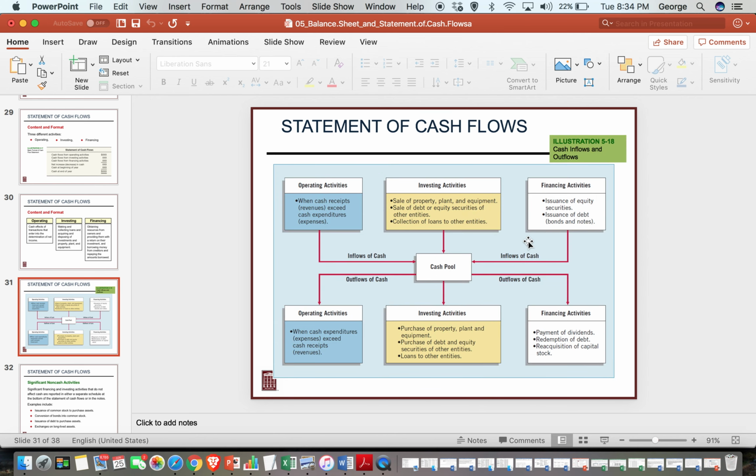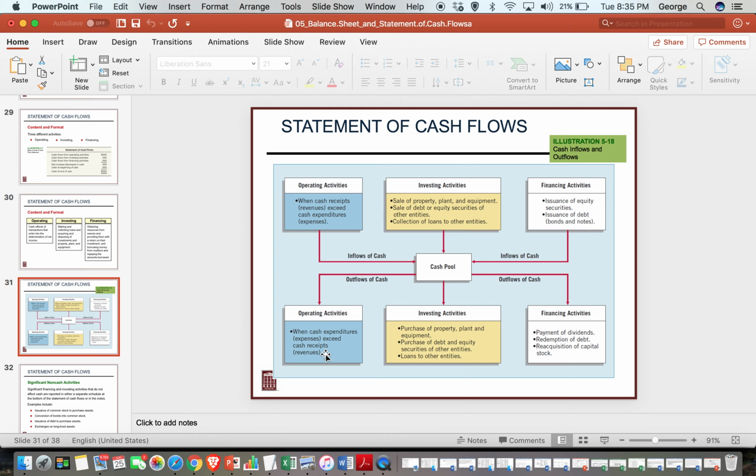Here are just some examples of each of the operating activities. If cash receipts exceed cash expenditures, that's an inflow of cash, increasing my cash flow. If I had more sales of inventory than purchases of inventory, those are my two cash operating activities, that would be an inflow of cash. Operating activity outflow: cash expenditures exceed cash receipts.